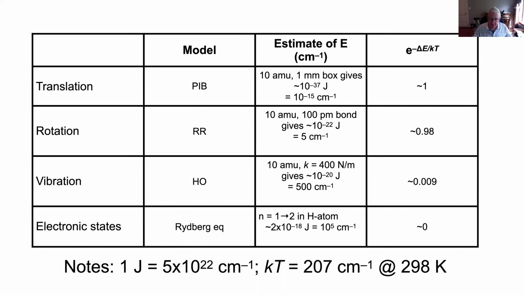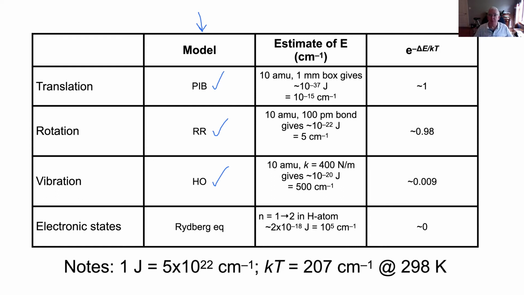If we look, starting with translation, let's look in this column here where I've labeled some models, right? The first 3 of those: for translation, I've got the particle in a box; rotation, the rigid rotor; vibration, the harmonic oscillator. Those are all things we've talked about in class so far, so those are fresh in your mind.